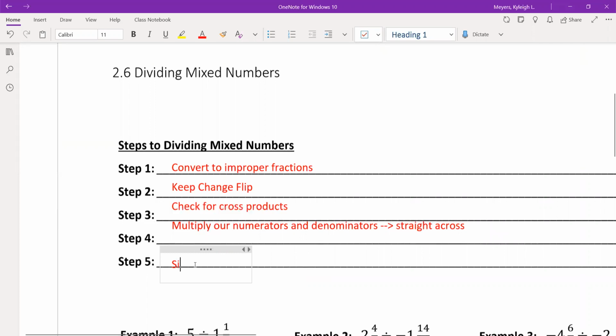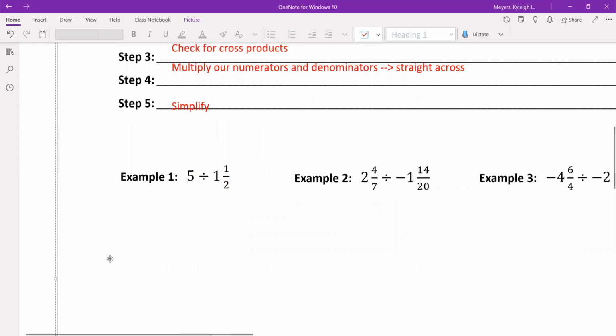And last step is always to simplify. Okay, put them into either mixed numbers or just simplify it down if you didn't check for cross products. Right? If you need to pause to type, pause to type, but otherwise I'm going to keep on going. All right, so example 1, let's go through that together.